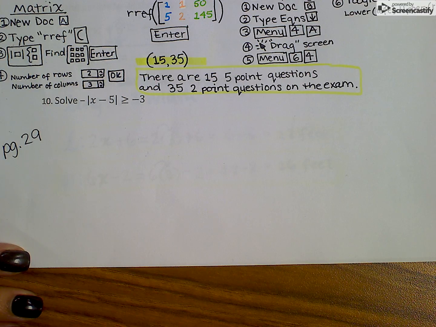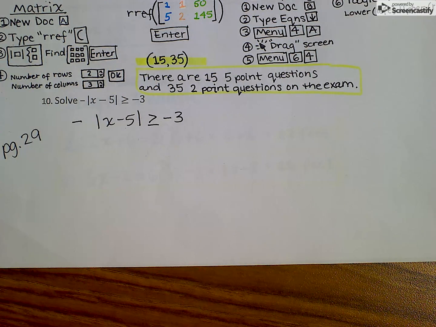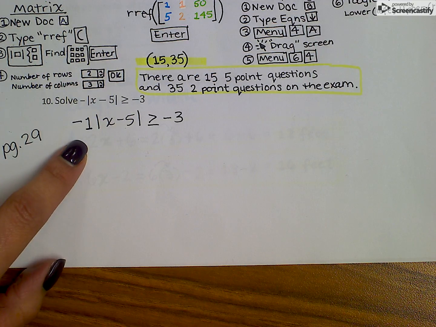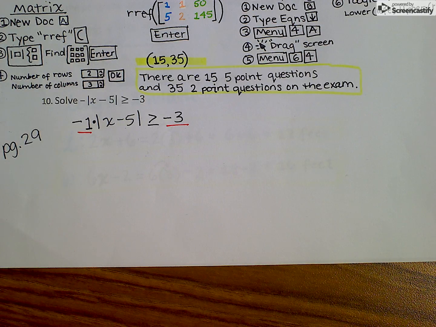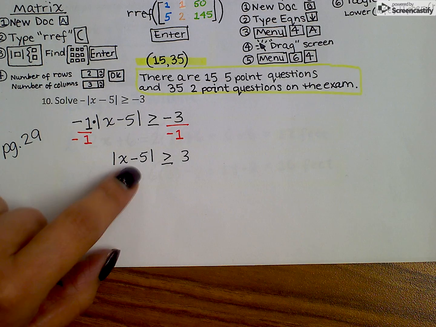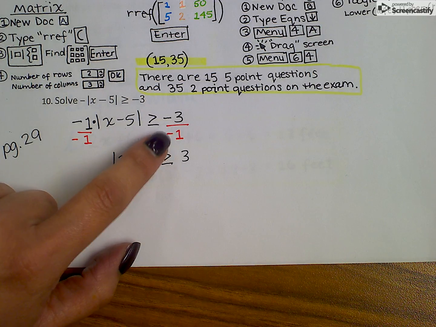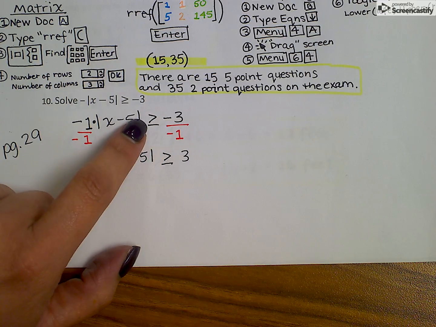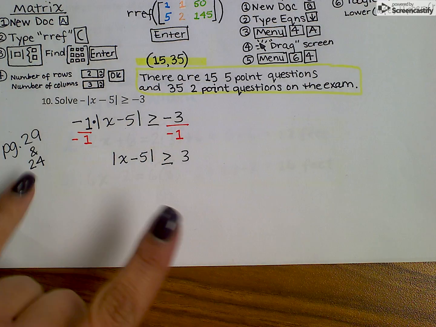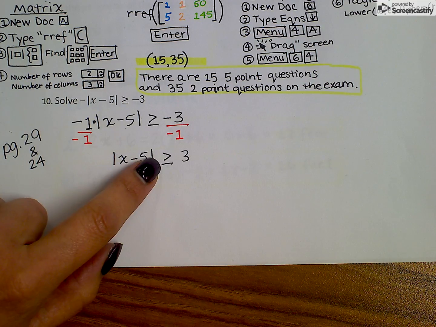Now, technically, I have a negative 1 in front of these absolute value bars that is being multiplied by those bars. So rather than distributing it and making our life awful, we're simply going to get rid of it by using its inverse operation of division. So let's divide both sides by negative 1, leaving us with the absolute value of x minus 5. I remember that if I divide an inequality by a negative, according to page 24, this sign should flip.